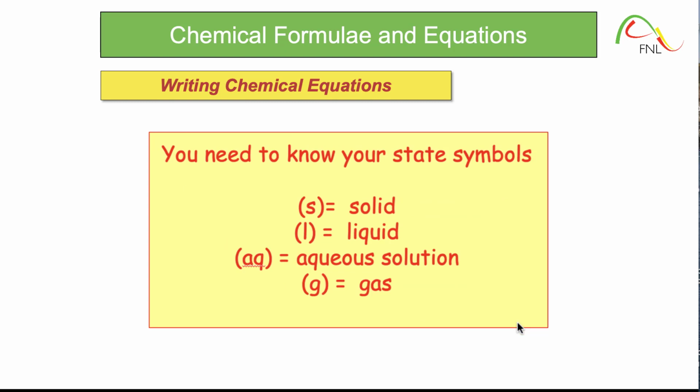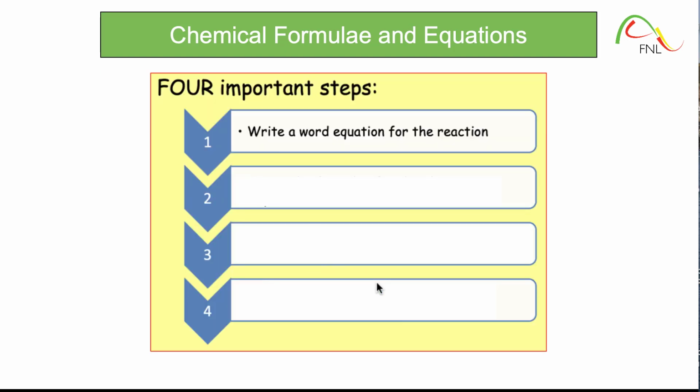Now, you do need to know your state symbols. S is solid, L, as described, is liquid. The only liquid you need to know about is water. AQ is aqueous solution. This is where solid is dissolved in a liquid. And G is a gas. Normally, if you've got a question, you're told that solid so-and-so reacted with water to form an aqueous solution of something. You'll be told quite a bit about the different states.